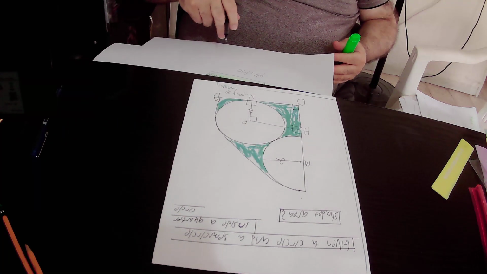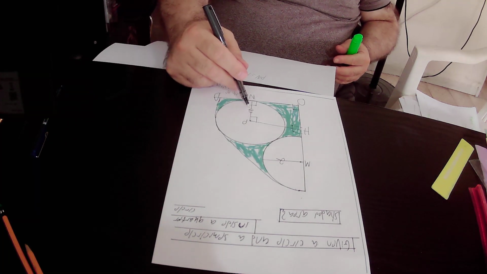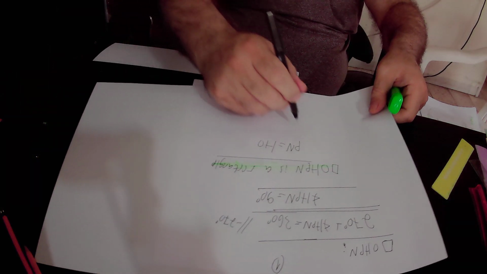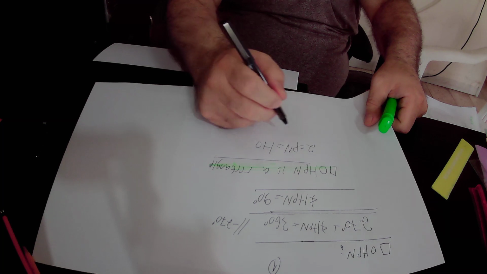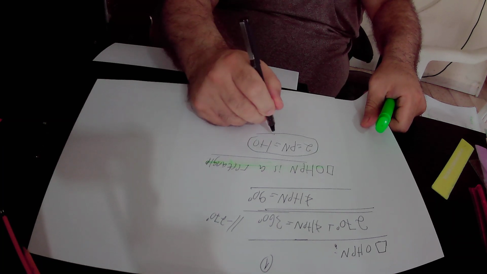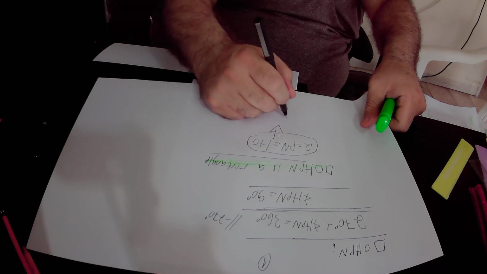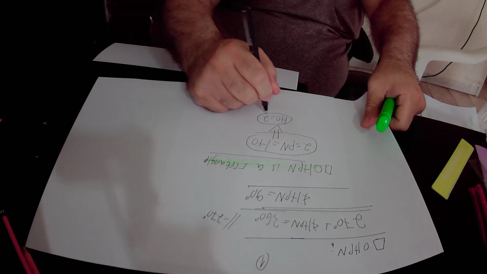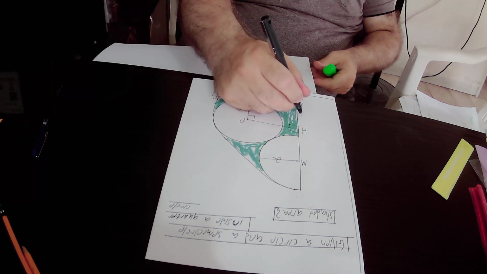But PN equals 2 units. It is the radius of the circle. It is equal to 2 units. So here PN equals 2. And from this equation, 2 equals PN equals edge O, we derive that edge O is also equal to 2 units. Here edge O equals 2 units.